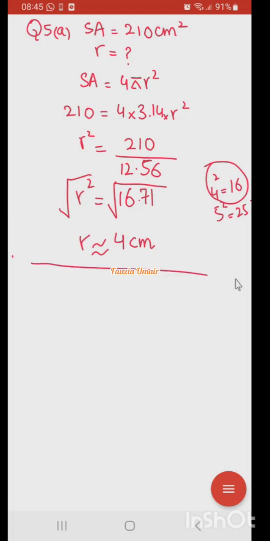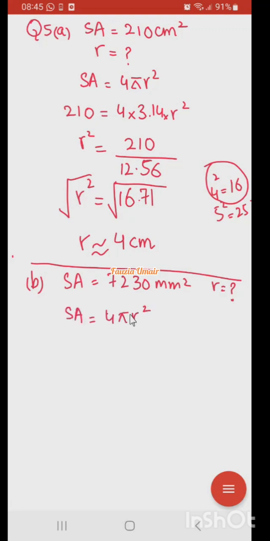So let's solve question number 2, B part. In B part, the surface area is given as 7,230 millimeters square, and we still need to find out the radius of this sphere. Okay, so we will use the same formula. As we know, surface area of sphere is 4 pi r square. So we'll put the values: 7,230 is equal to 4 multiplied by 3.14 multiplied with r square.